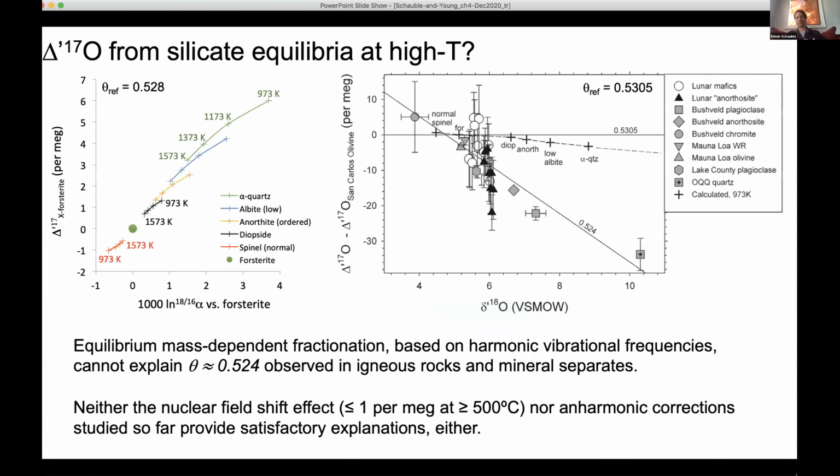Okay, so back to the question I posed at the beginning. There really does not seem to be a way to explain even 10 per meg deviations from the expected mass dependence for things like lunar basalts based on this kind of equilibrium calculation. What's shown here on the figure on the right is, in the dotted line, what's predicted from theory at a reference temperature of 973 Kelvin or 700 degrees Celsius. And you can see that the slope of that line is so much shallower than what's actually observed for these samples. There's just no plausible match at all, which is in strong contrast to the very good match we saw with empirical observations for equilibrium between calcite and water, for instance.